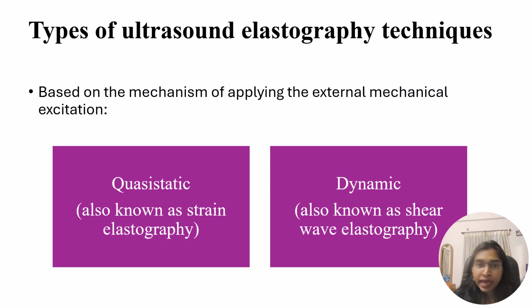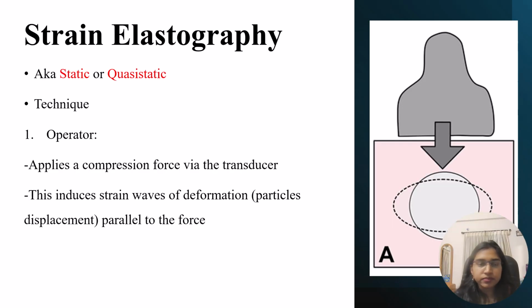Now, coming to what are the types of ultrasound elastography techniques. Based on the mechanism of applying the external mechanical excitation, there are two types. They can be quasi-static, also known as strain elastography, and they can be dynamic, also known as shear wave elastography. So, one by one we will discuss.